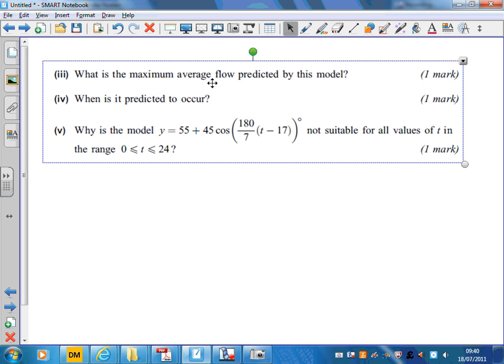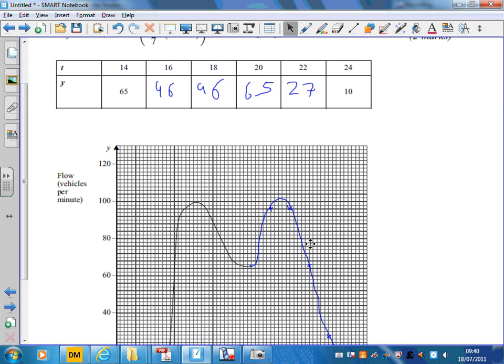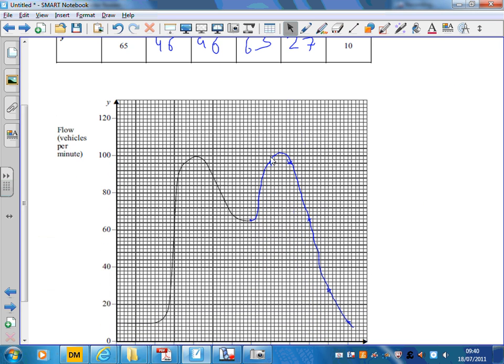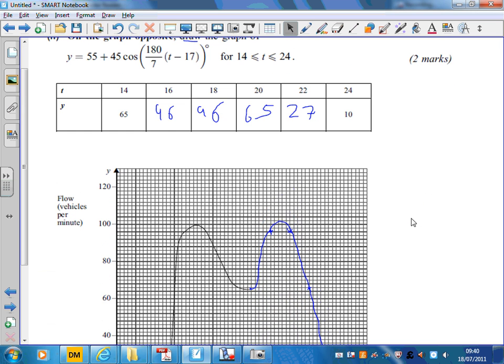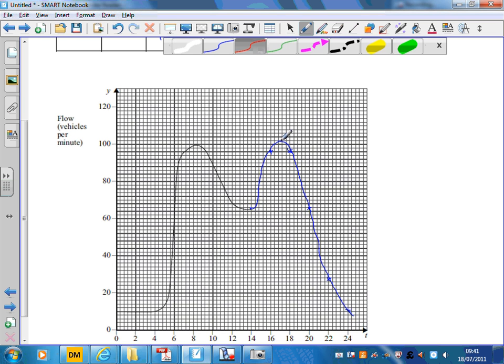Okay, next part of this question. What is the maximum average flow predicted by this model? Okay, so the model is the bit that I drew, because that was the bit for between 14 and 24. And what's the maximum predicted by it? Well, my graph looks as if this point here is the maximum. Let's mark that maybe in red. I'm guessing this is supposed to be symmetrical with this point here.